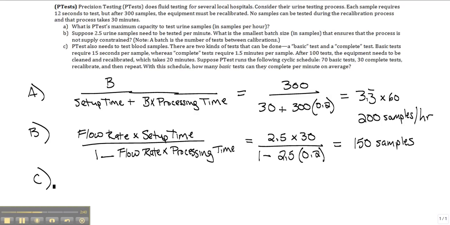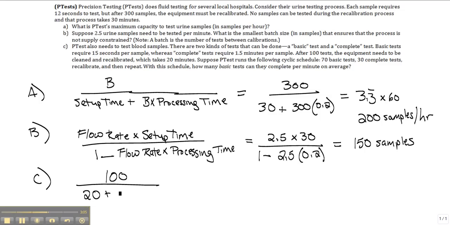Finally, for part C, we'll go back to the formula for capacity given a particular batch size, but this time we need to account for a mixed batch. In this instance, the total batch size will be 100, which is a mix of 70 basic tests and 30 complete tests. Setup time is 20 minutes, and then we'll account for the length of each of the various tests.